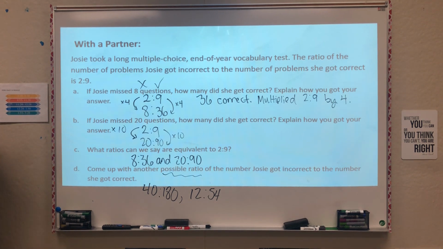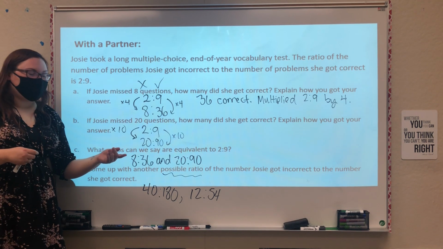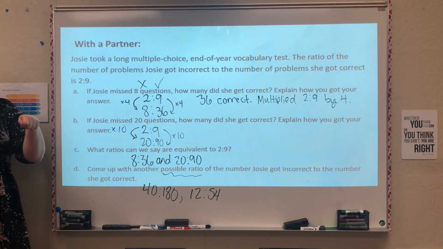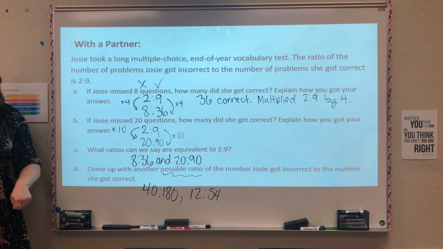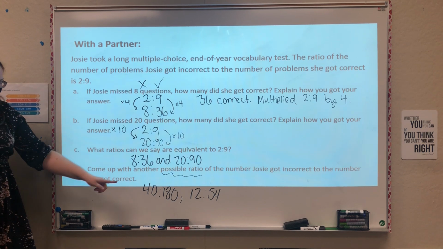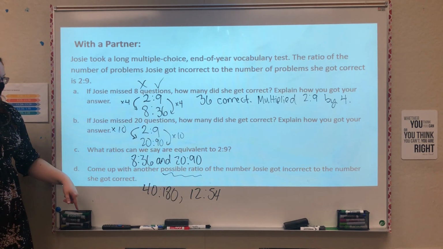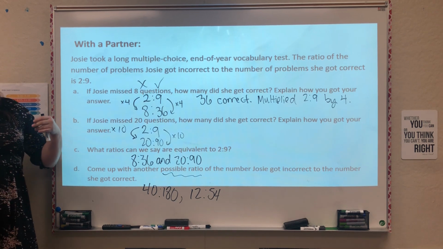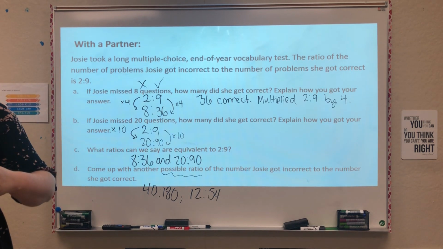What all of these have in common goes back to what you said at the beginning. For every 2 she missed, she got 9 correct. So if this was her test, picture me marking 2 wrong, 9 correct, 2 wrong, 9 correct, until I had graded all of those. Same for every single ratio we wrote. How are we feeling about ratios? Good? We like them? Maybe not yet, but we're getting there. But you're nodding, yes, that's good.